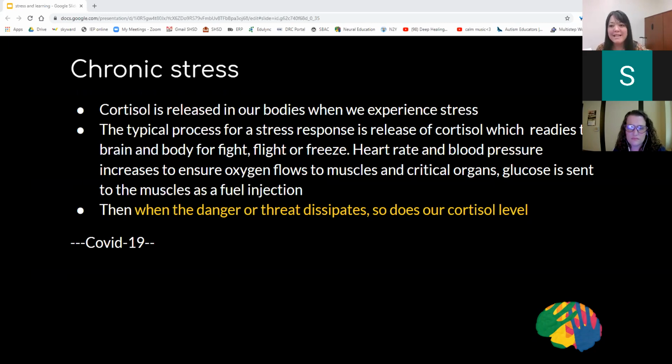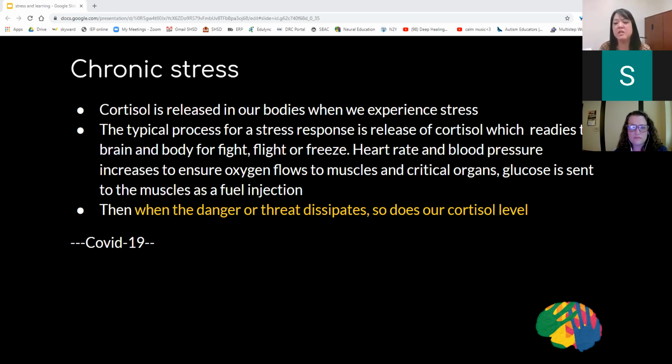What we're recognizing now, and what I want to bring to the forefront for all of us, is that the typical process for this stress response is the release of cortisol, that heart rate increase, blood pressure increase, right? My muscles are ready. And typically, when the threat dissipates, so does the level of cortisol in my body, right? So after 10 minutes, I can take some deep breaths and I can feel more like myself again.